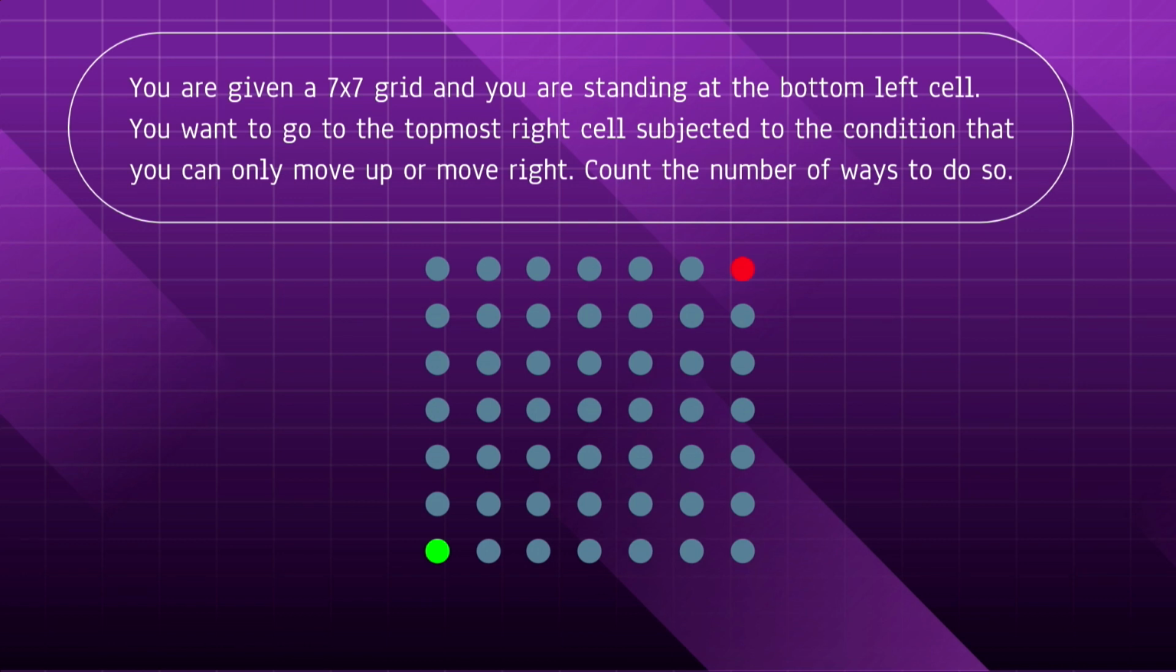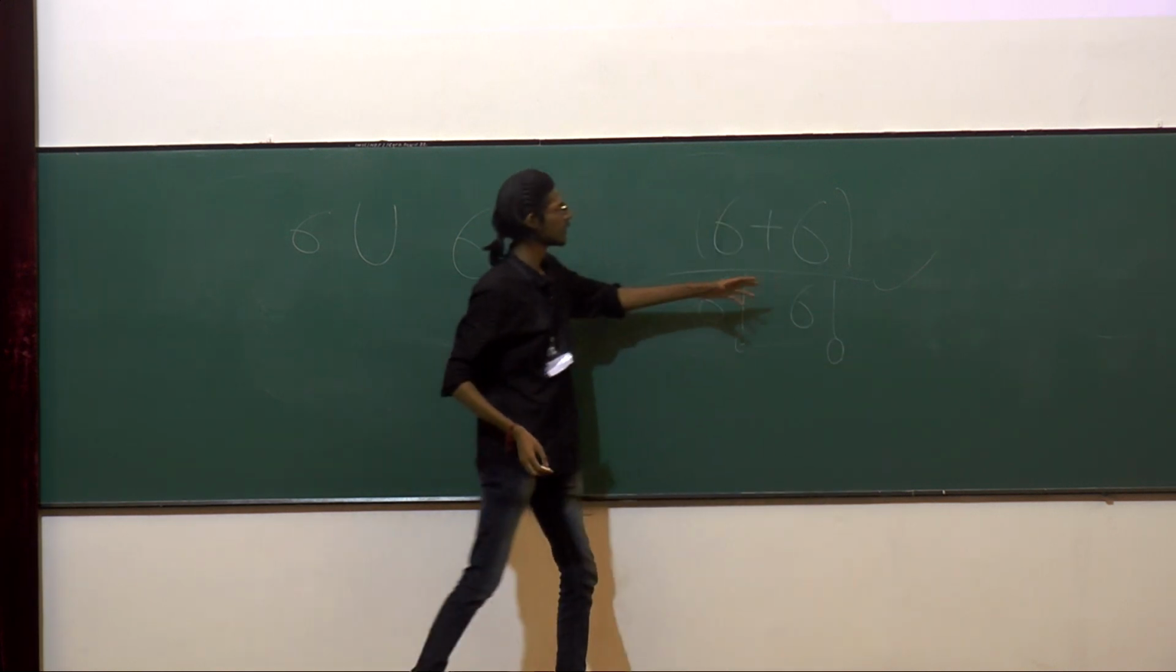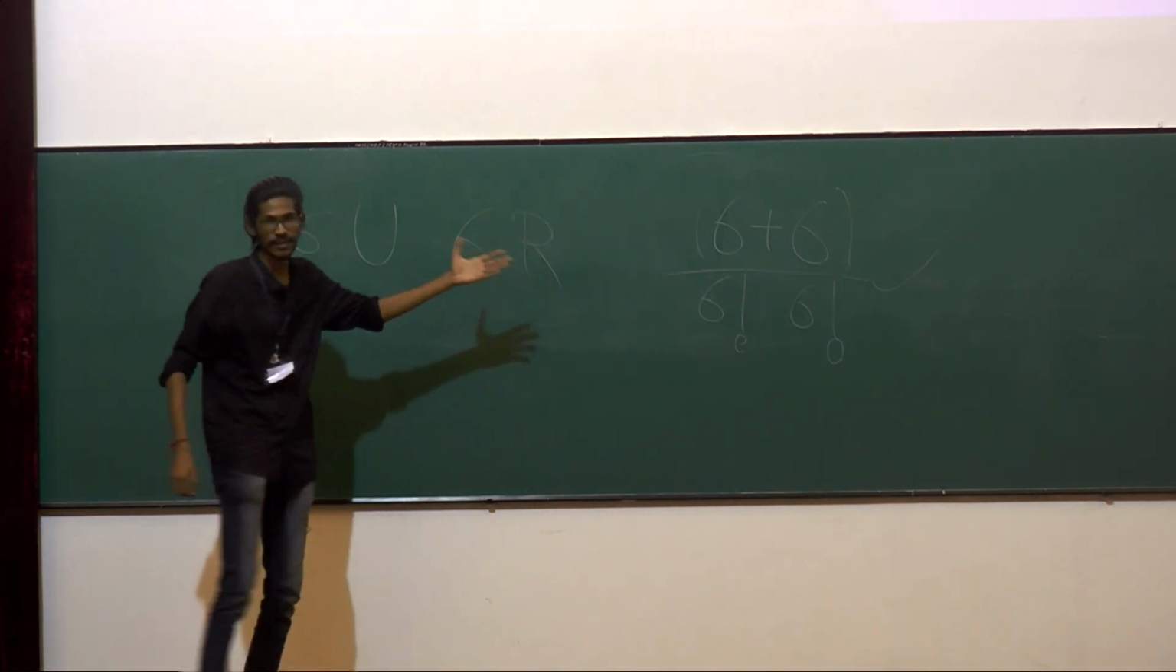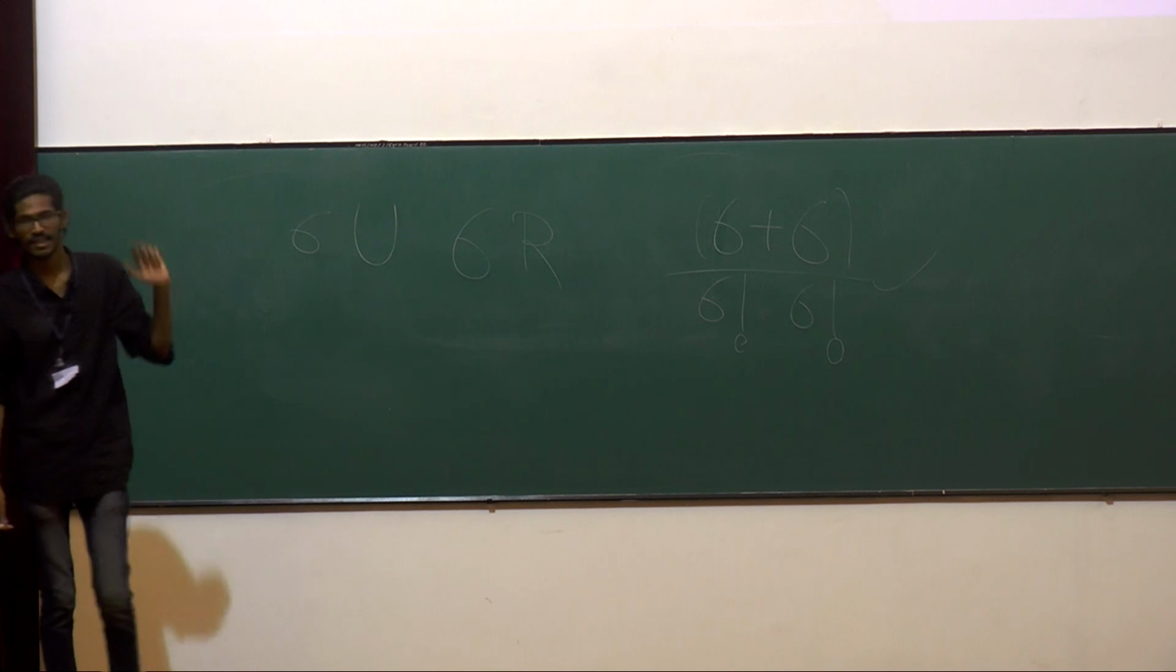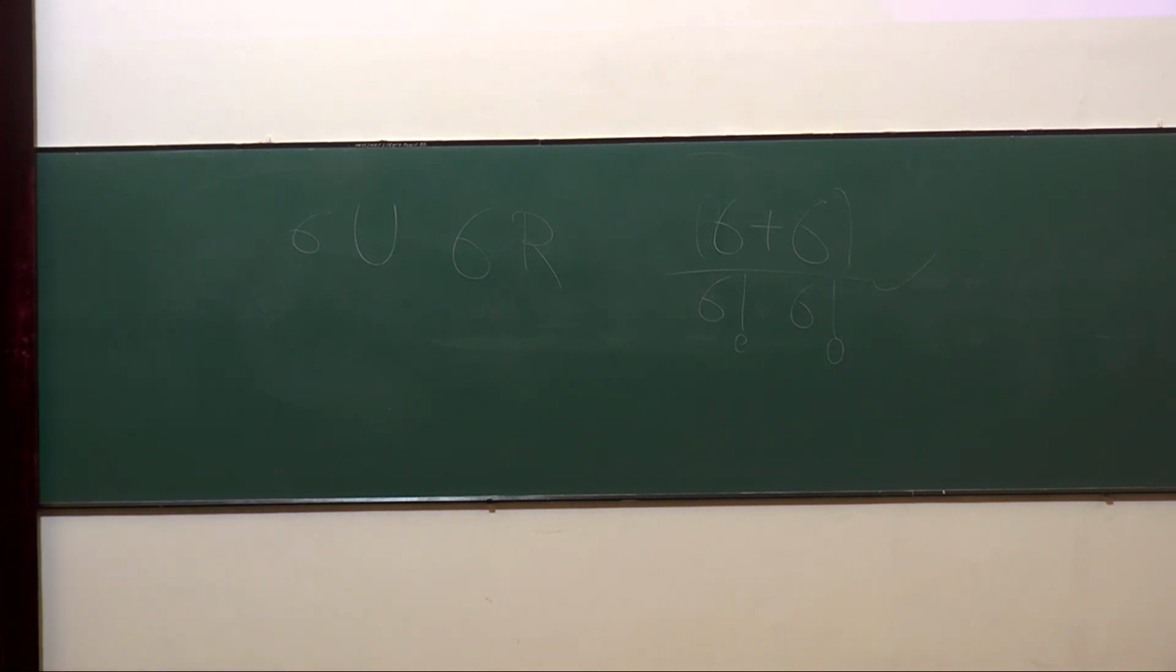so we have to arrange a total of 12 characters. Out of them, 6 are of one type and 6 are of another type. So this becomes 12 factorial upon 6 factorial 6 factorial. So these are the number of ways to go. I thought some of you might have seen this question, so I came up with it. Now I have another question.